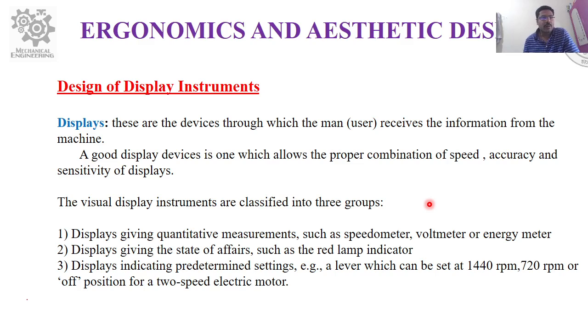In chapter number 6, ergonomics and aesthetic designs, in this topic we will discuss the display instrument. What is a display unit? What display instruments are we using? What are the advantages and benefits? And what are the design aspects of display systems? We will briefly discuss this in this session.